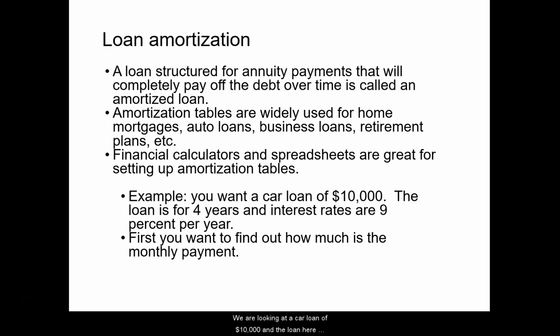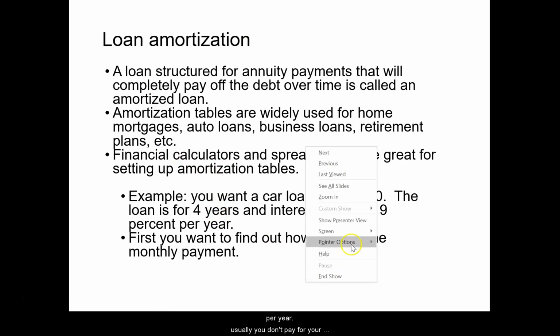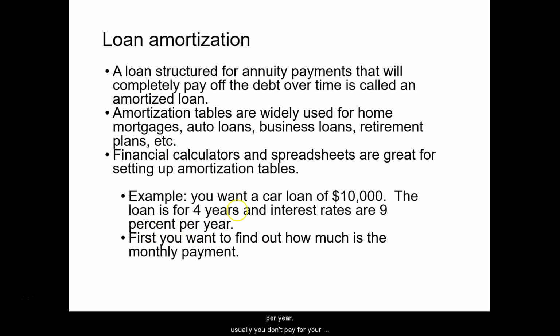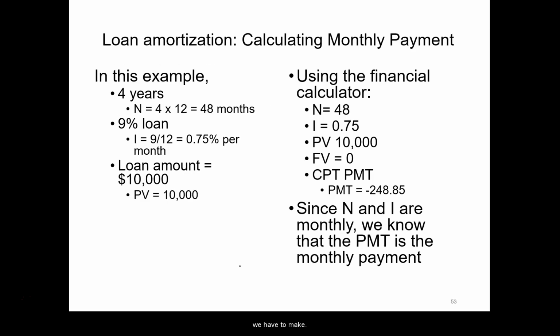We are looking at a car loan of $10,000, and the loan here is for 4 years, and the interest rate is 9% per year. Usually you don't pay for your car loan by making one payment a year. You would do monthly payment. The first thing is to calculate how much monthly payment we have to make.